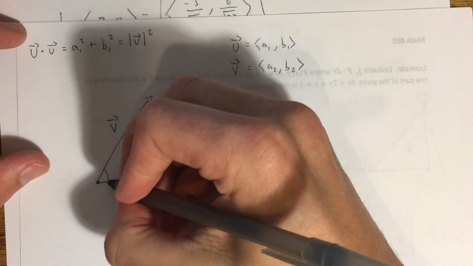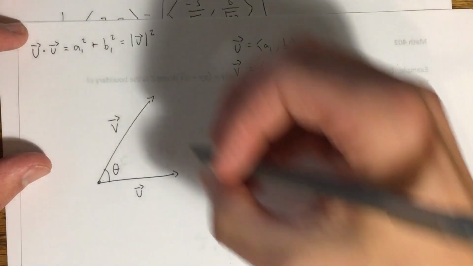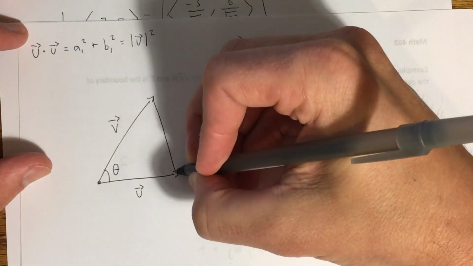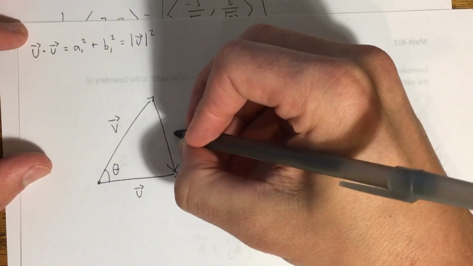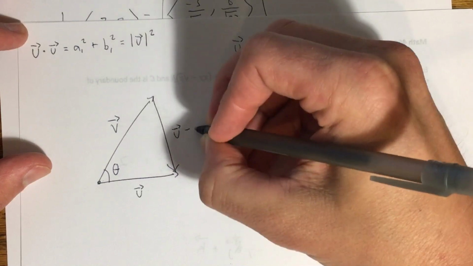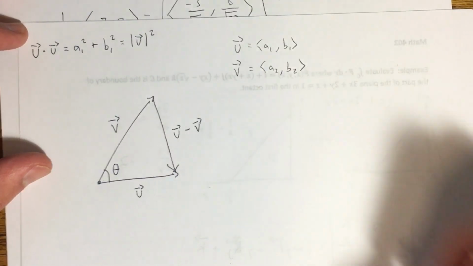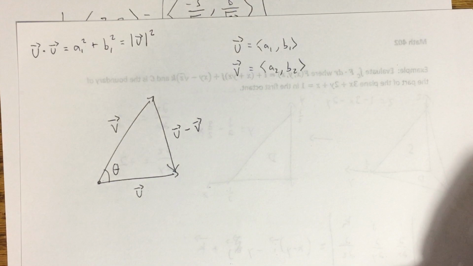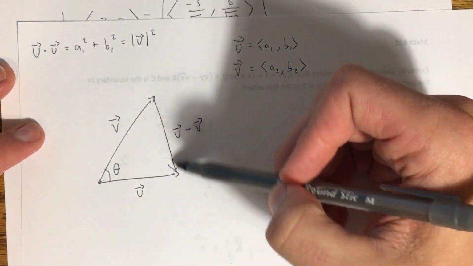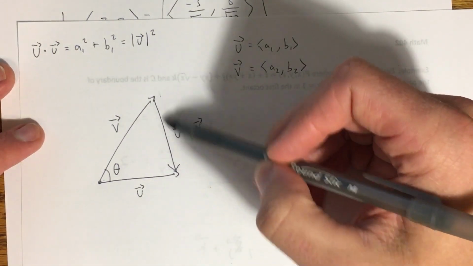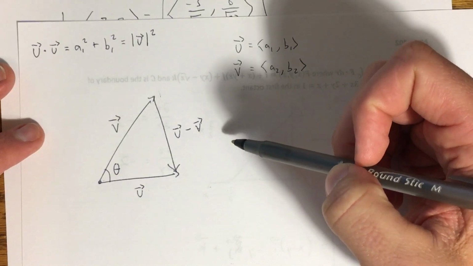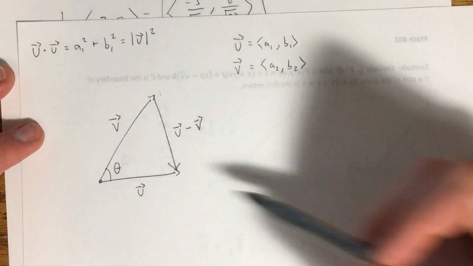Now, this is the angle theta that we've been talking about. And this, if you remember, would be the vector u minus v. Okay? Now, if I've connected these terminal points together with the vector u minus v, which means I've created a triangle.